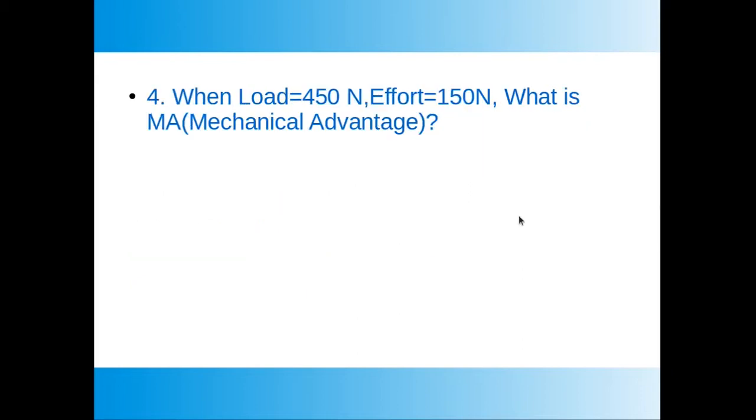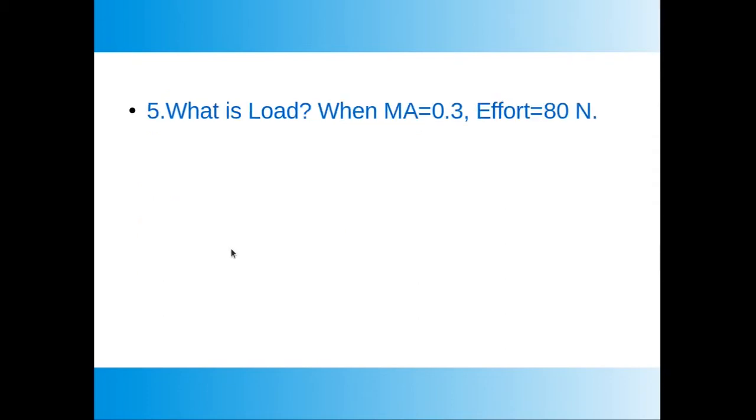The next question, the fourth one: when load equals 450 N and effort equals 150 N, what is MA, mechanical advantage? They have given the load and the effort. We just need to find the mechanical advantage. The formula is load divided by effort equals MA. So 450 divided by 150 equals MA. Can you divide it and tell it in your notebook? It's equal to 3. So mechanical advantage is 3. There you go, it was very easy.